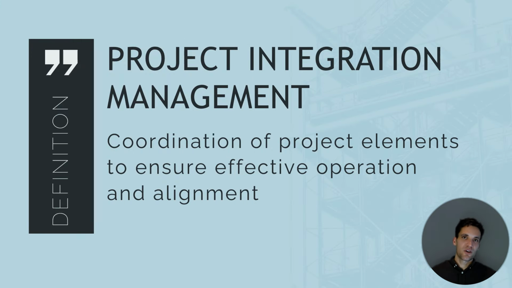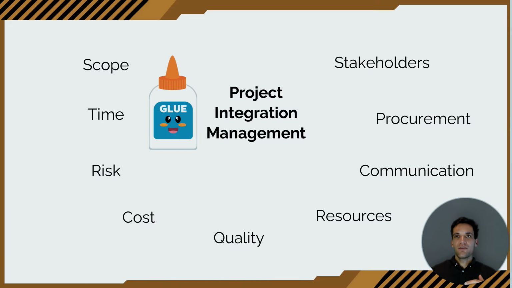So what is project integration management? Well, project integration management is the coordination of each of the project elements to ensure effective operation and alignment. Another way of thinking about it is project integration management is the glue that binds all of the other project domains together. So we think about scope, time, risk, cost, quality, resources, communication, procurement, stakeholder management. Project integration management is the discipline that brings all of these other disciplines together. So they make sure our schedule aligns with our budget, aligns with our quality management plan, and aligns with our procurement.